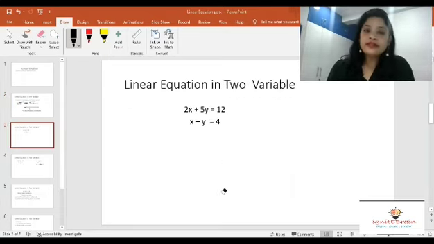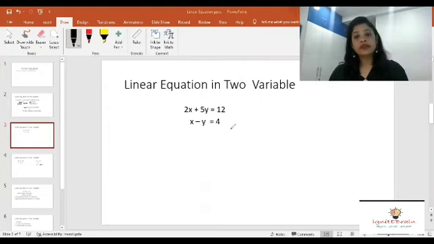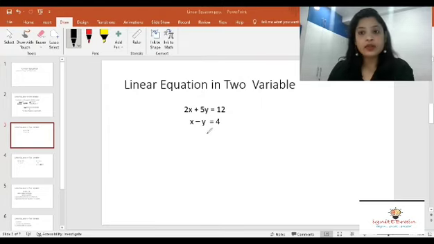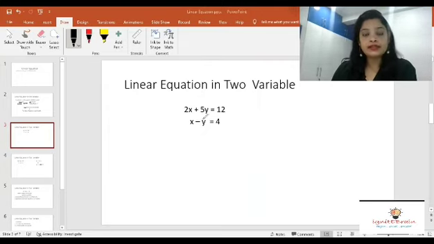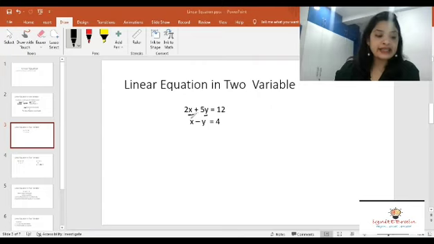Okay, so that was all about linear equation in one variable. Now let's discuss linear equation in two variables here. So here you can see 2x plus 5y is equal to 12, x minus y is equal to 4. You must have seen equations like this. These are examples of linear equation in two variables. As you can see here, each equation is having two variables in it, right? In the first equation, x is a variable and y is a variable. So we have two variables here, that is x and y.